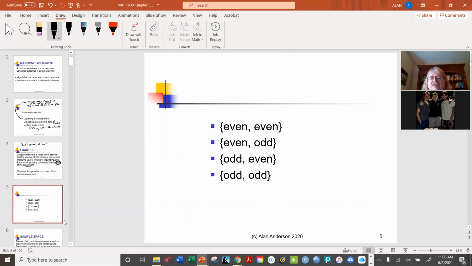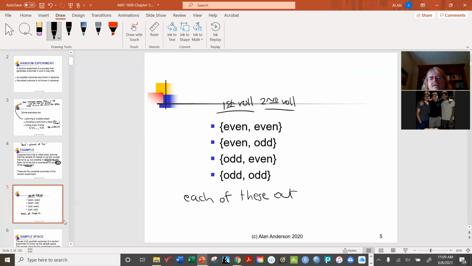Again, we're only keeping track of evens and odds. We get an even on the first roll and another even on the second roll. Or even followed by odd, odd followed by even, odd followed by odd. That's it. And because getting an even or an odd is equally likely, each of these outcomes is equally likely.